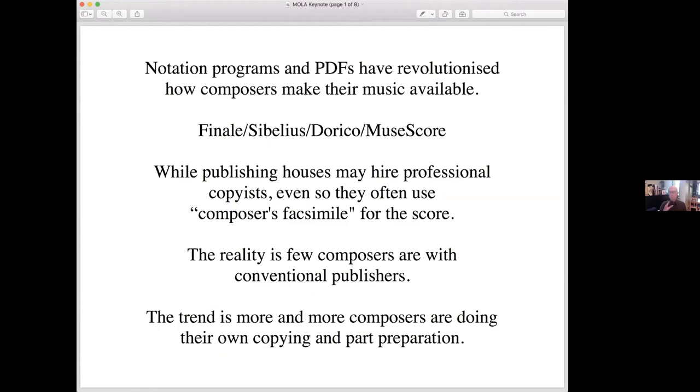But as time goes on, as you're working with more and more younger composers who are new into the business, we're doing our own work, we're doing our own copying and our own part preparation. And that means that we all have very different levels of experience with the programs.